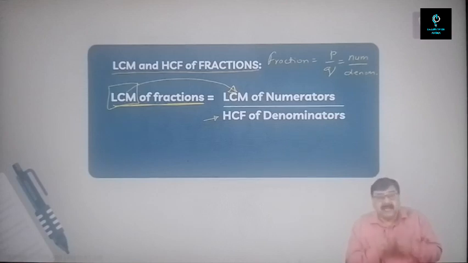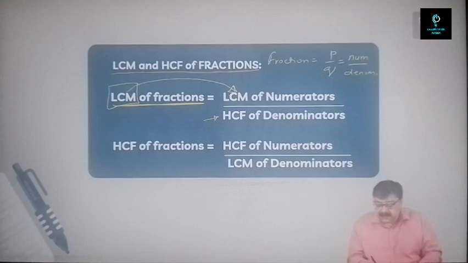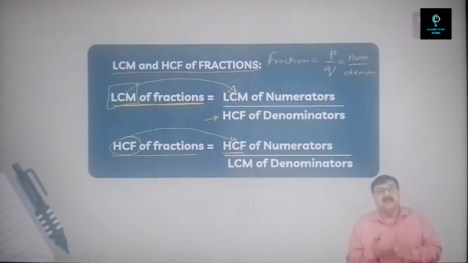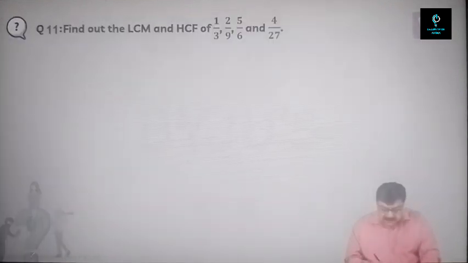Well, we have only two things to find out, LCM and HCF. So if you need to find out the LCM of fractions, it is the LCM of numerators by the HCF of denominators. Similarly, if you need to find out the HCF of fractions, it is the HCF of numerators by the LCM of denominators. Whatever you need to find out for the fractions, the same thing you will find out for the numerator, and the other will go to the denominator. Now, let us have a look at a question here.